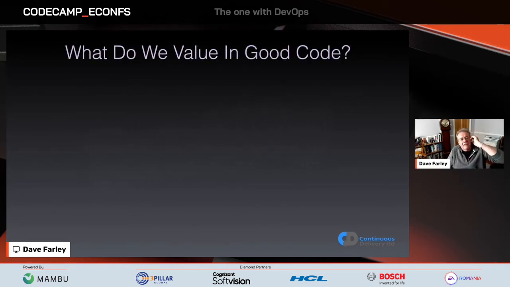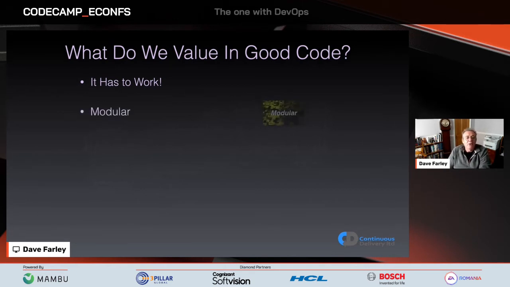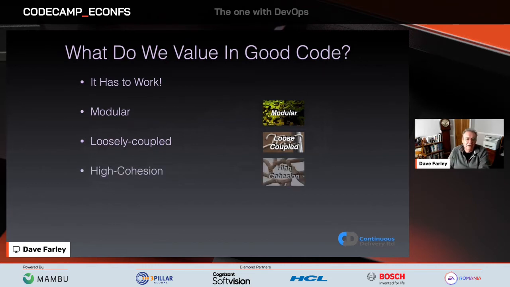So let's start by thinking what it is that we might value in good code. And I warn you in advance that my list is going to sound familiar. First of all, it has to work. Obviously, good code works. It does something useful and it does that thing. But it's also modular. It allows us to work on parts without affecting other parts, as we already described. It's loosely coupled. We can change pieces of the code more independently of one another.